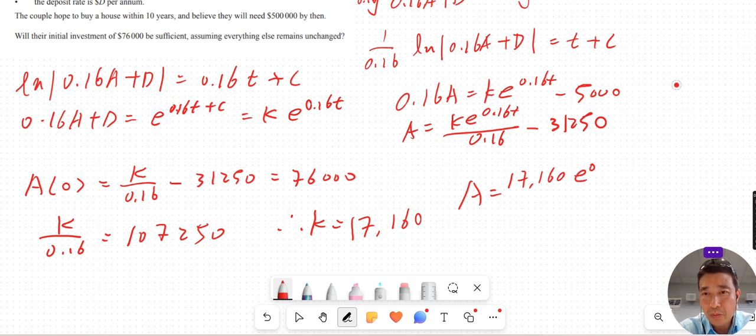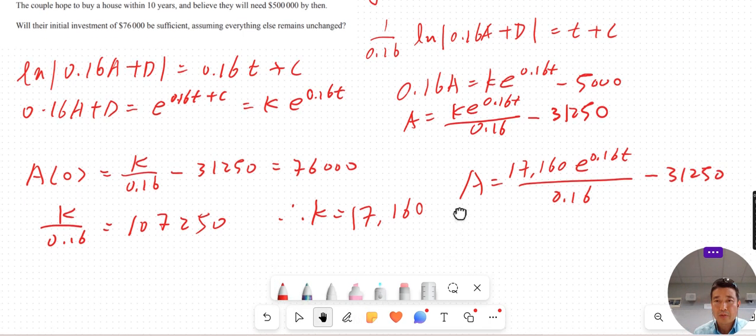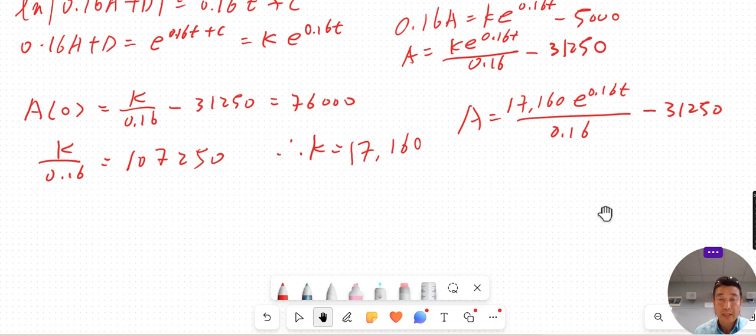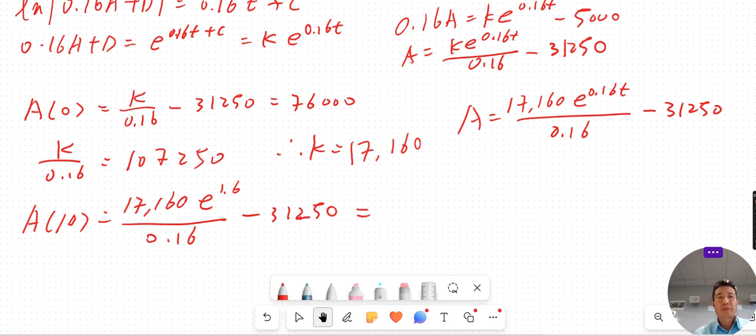So the equation is A equals 17,160 e to the power of 0.16t over 0.16 minus 31,250. Okay, so we have to test when we plug 10 into t, whether we get 500,000. So the moment of truth. A of 10 equals 17,160 e to the power of 1.6 over 0.16 minus 31,250 equals.